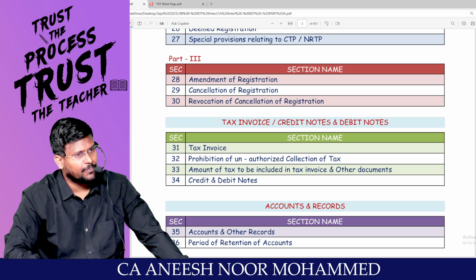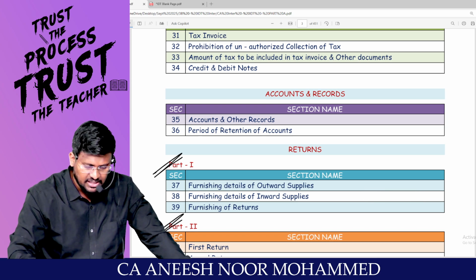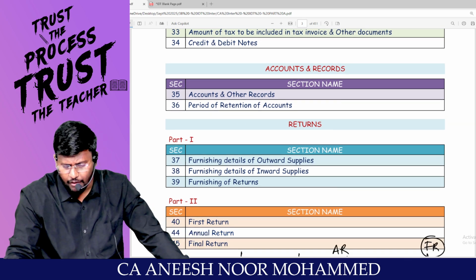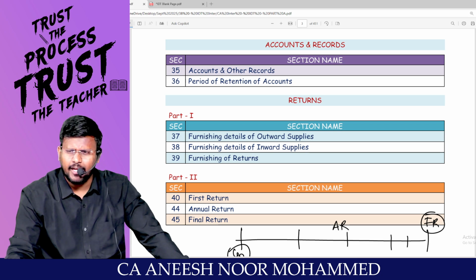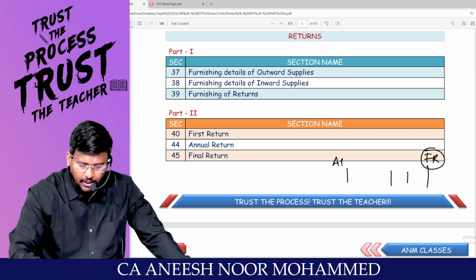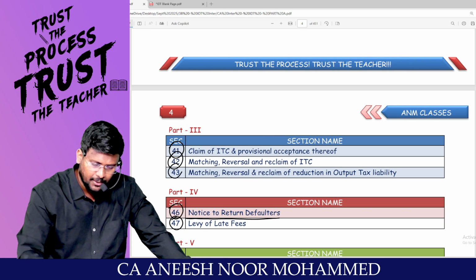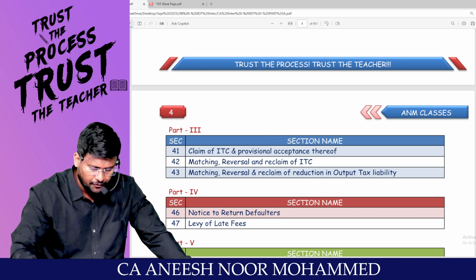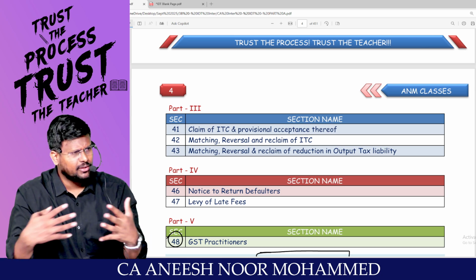What is 34? What is 35? Accounts and records. 36. Period of retention of accounts and records. 37. Outward supply. 38. Inward supply. 39. Furnishing of return. 40. First return. 44. Annual return. 45. Final return. What is section 41? ITC in provisional cases. 42 and 43.